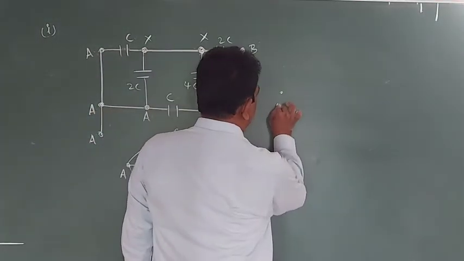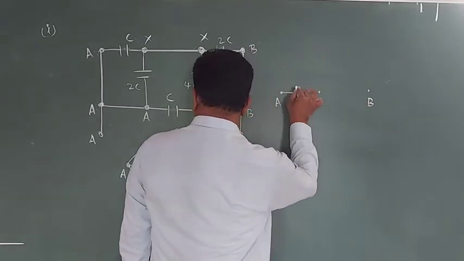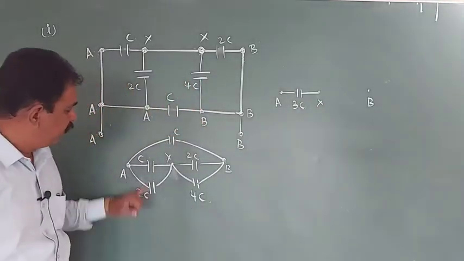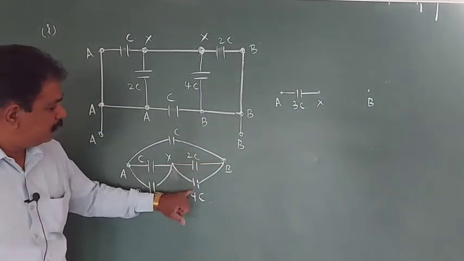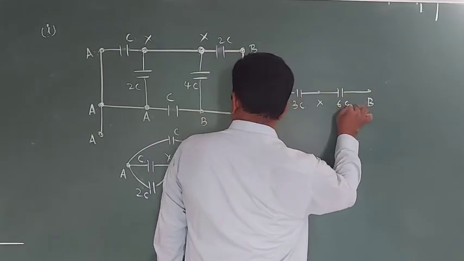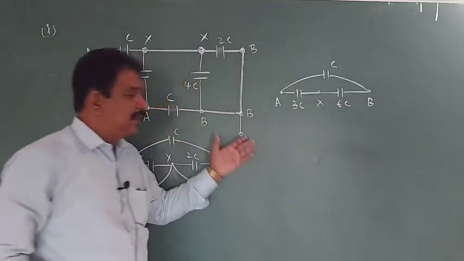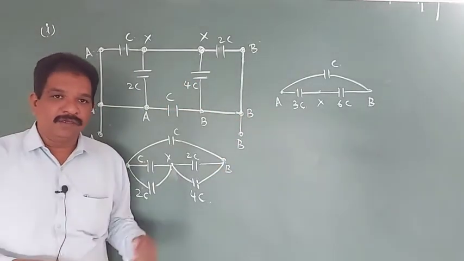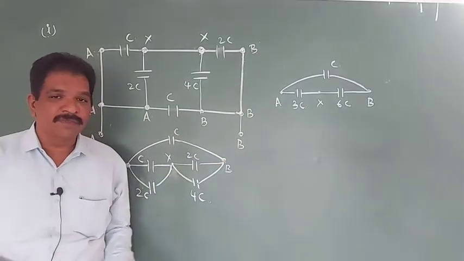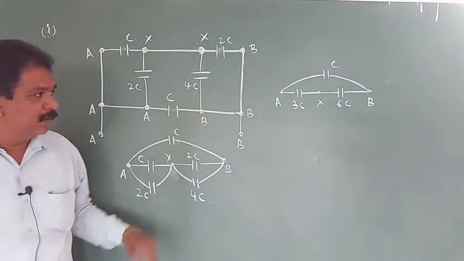Again, if you redraw the circuit, here X, A, X, B, A to X, we can replace with 3C. X to B we can replace with 6C. A to B we can write C. 3C, 6C will be in series. So effective will be 2C. We did so many problems on that. 3 into 6 by 9. So 18 by 9 means 2C.